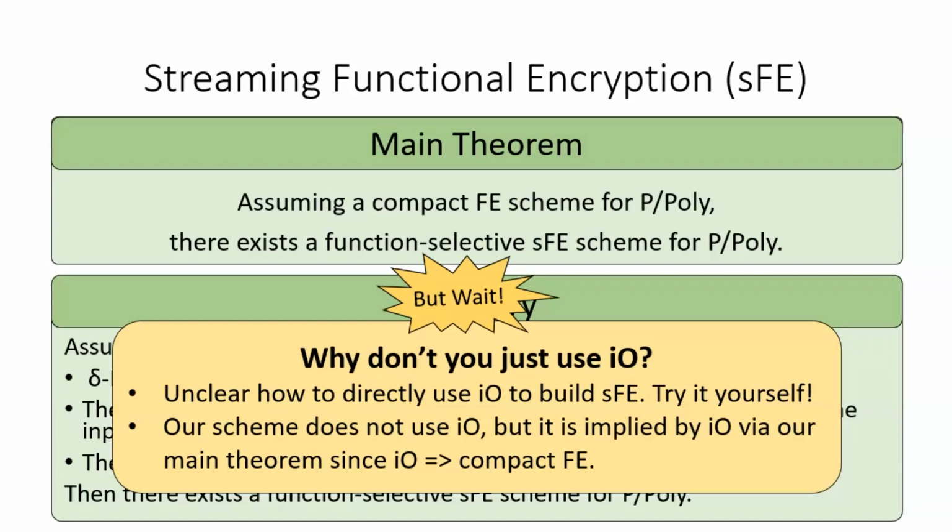And although IO does imply our scheme, because IO implies compact FE, which implies our streaming FE scheme by our main theorem, we don't actually use IO at all in our construction. So if you had a compact FE scheme, then you could get our scheme. And in fact, going from functional encryption to IO incurs a bigger loss. So while IO does imply our scheme, we don't use IO. We don't need IO. Okay.